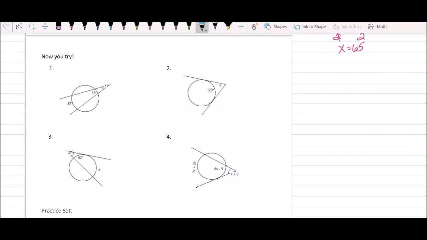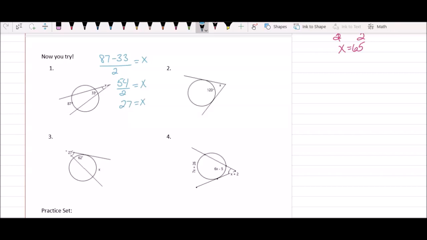Okay, so I hope that went well. I'm pretty sure you're not too happy with me about number 4, but that's okay, we'll go through it. All right, so number 1 was pretty straightforward. You have your outer arc is 87, your inner arc is 33, divided by 2 equals x. So 87 minus 33 is 54, divided by 2 is 27.